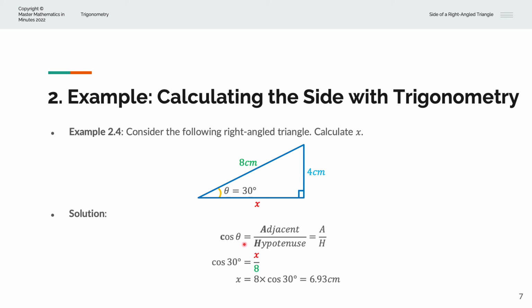So we have cos of theta is equal to the adjacent side over the hypotenuse side, or A over H. So cos of 30 degrees, because we're given theta is 30 degrees, is equal to the adjacent side, which is x, divided by the hypotenuse, which is 8 centimeters. And so x is equal to 8 multiplied by cos 30 degrees, and that is equal to 6.93 centimeters.